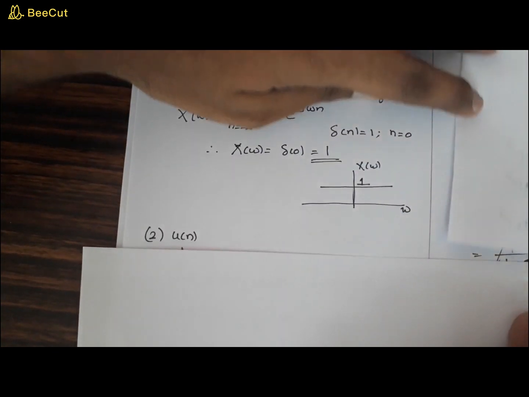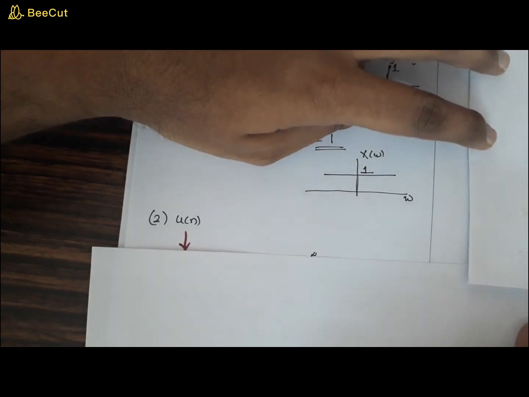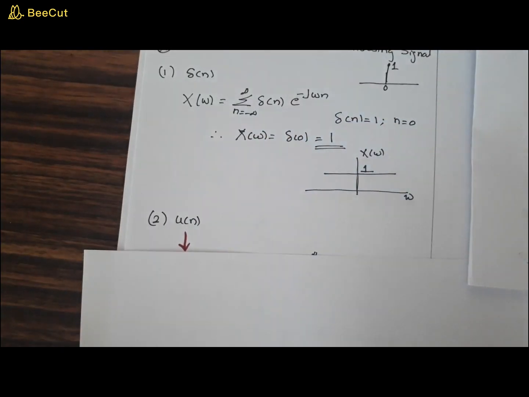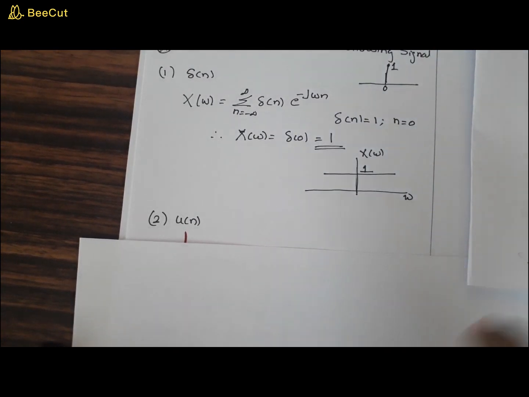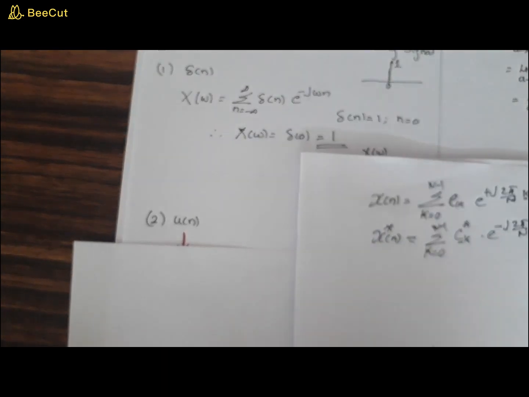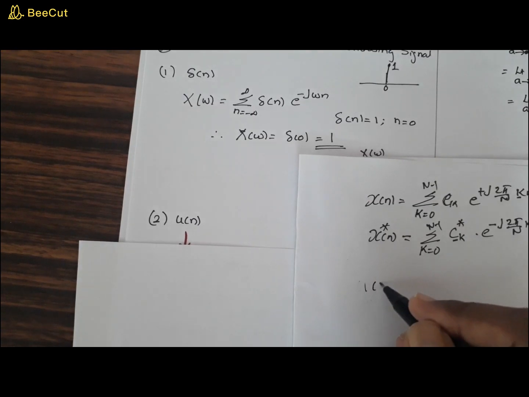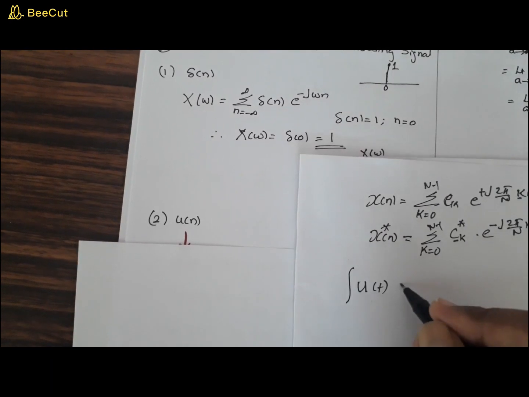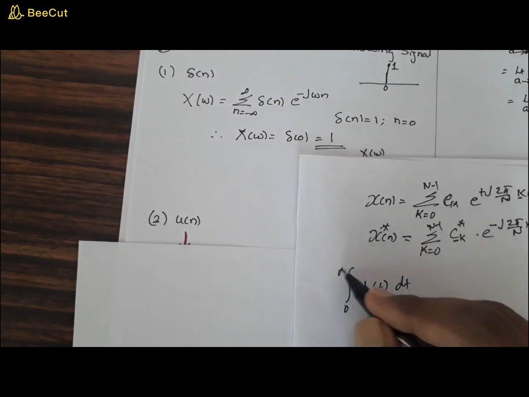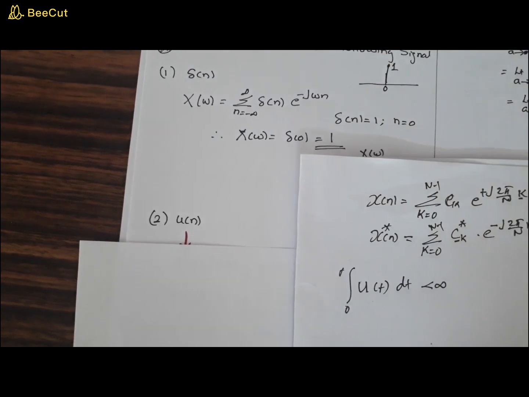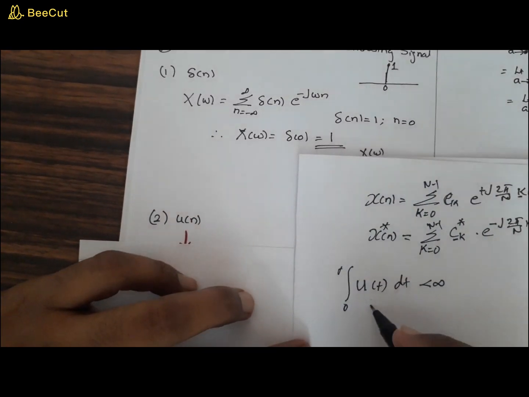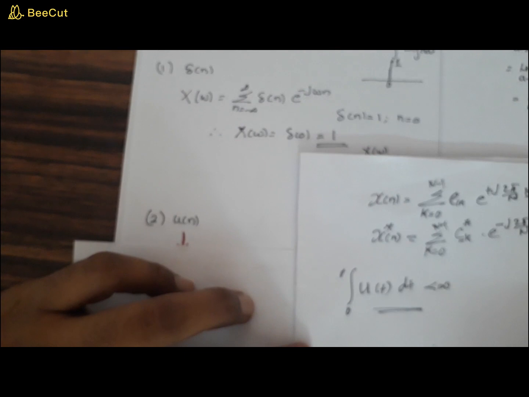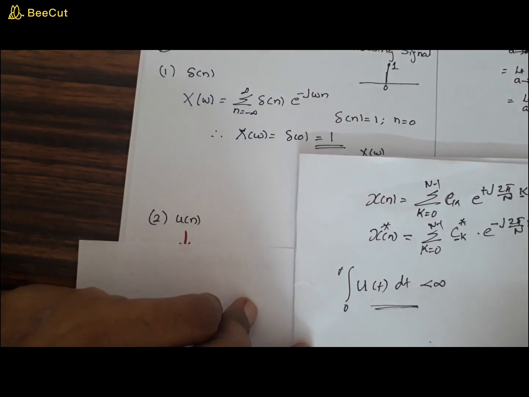Now coming to the next signal, which is u of n. We have studied in the case of a continuous time Fourier transform that u of t is not an integrable function, right? What's the meaning of integrable? That is, the integral of u of t from 0 to infinity is not going to be a finite value. So in this case, we also noted that for such signals you don't have a Fourier transform.